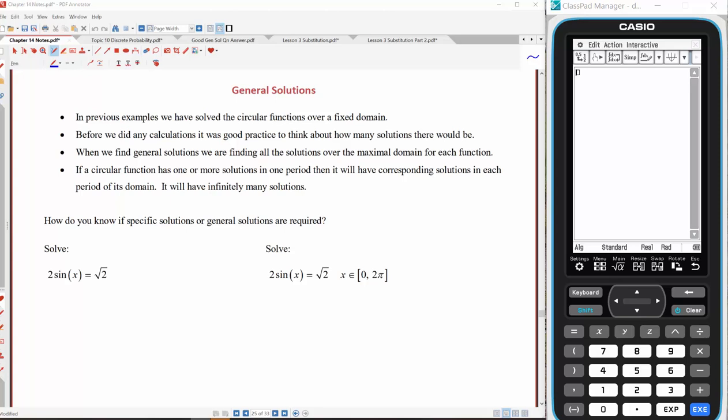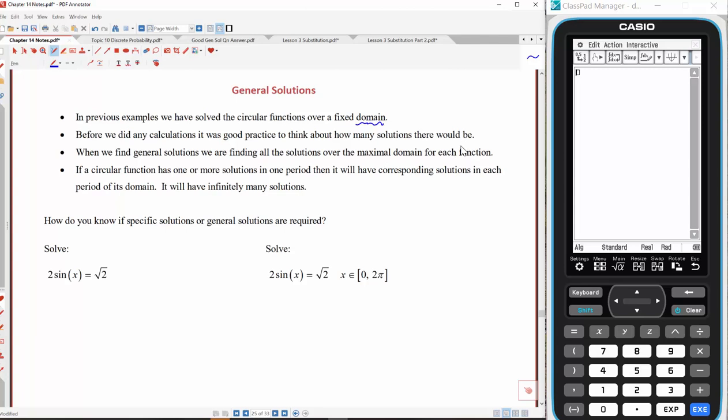General solutions are different to solving trig functions over fixed domains. Before we did any calculations with fixed domains, it was good practice to think about how many solutions there would be. If there was 0 to 2 pi and no period change, then we'd know that there's two solutions. With an n value of 2, we'd know there would be 4 solutions between 0 to 2 pi, etc. When we're finding general solutions, what we're doing is finding all the solutions over the maximal domain for each function.